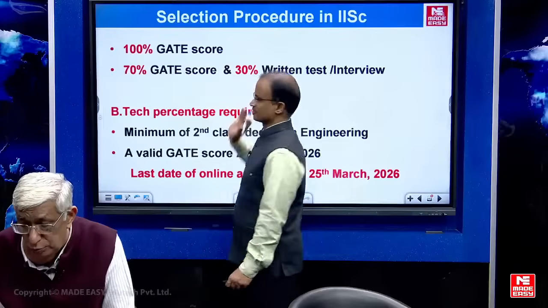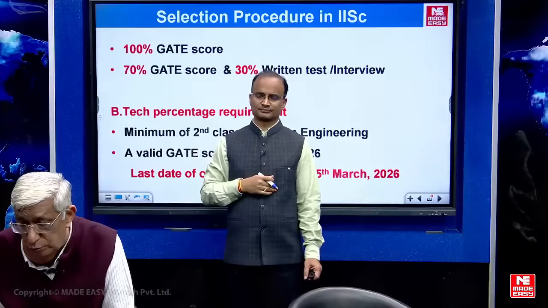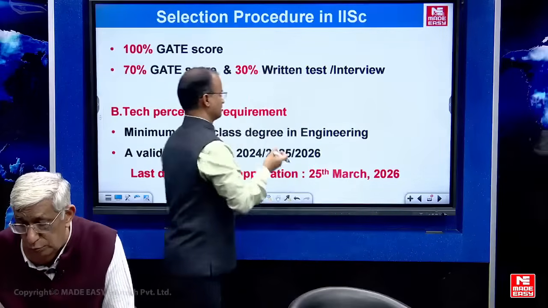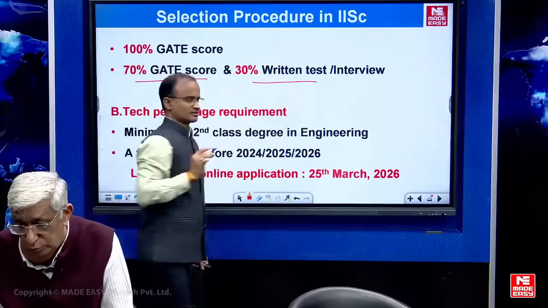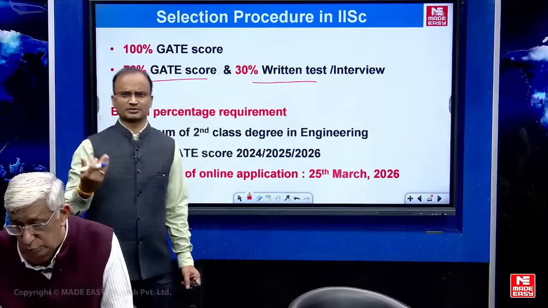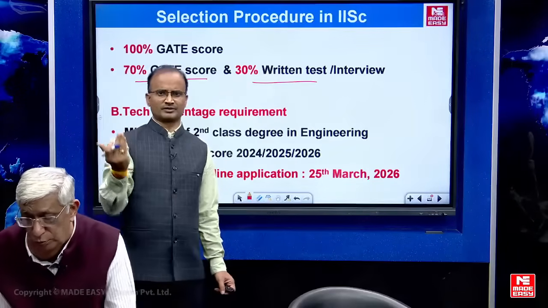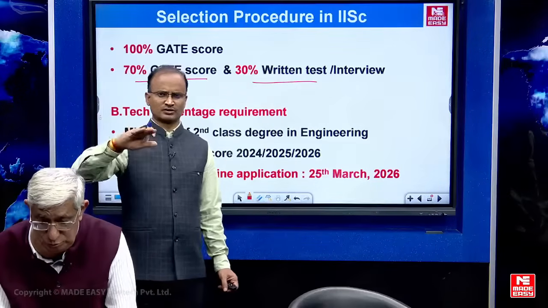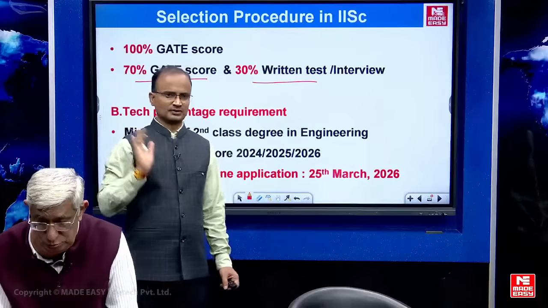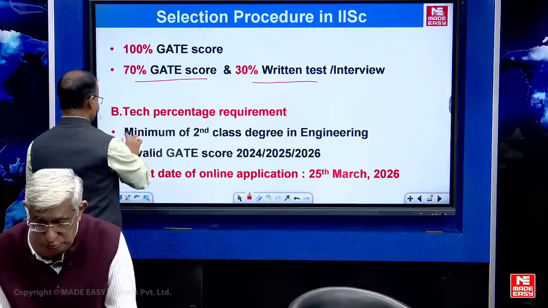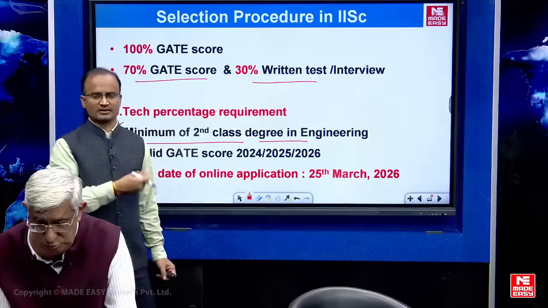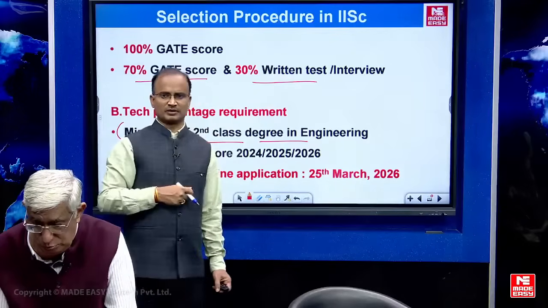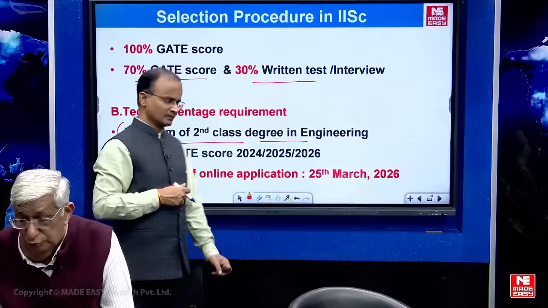Now, 100% GATE score for the core branches. But for interdisciplinary courses, 70% weightage for GATE and 30% for the written test. Sometimes, instead of a written test, they hold an interview. In some cases they go for both the written test as well as the interview. One major advantage is that a student with a second class degree can also apply for this.